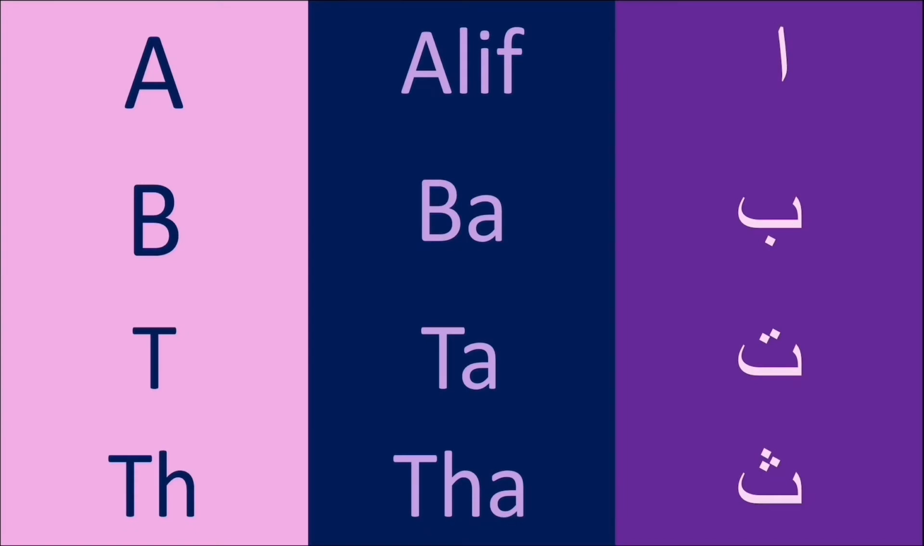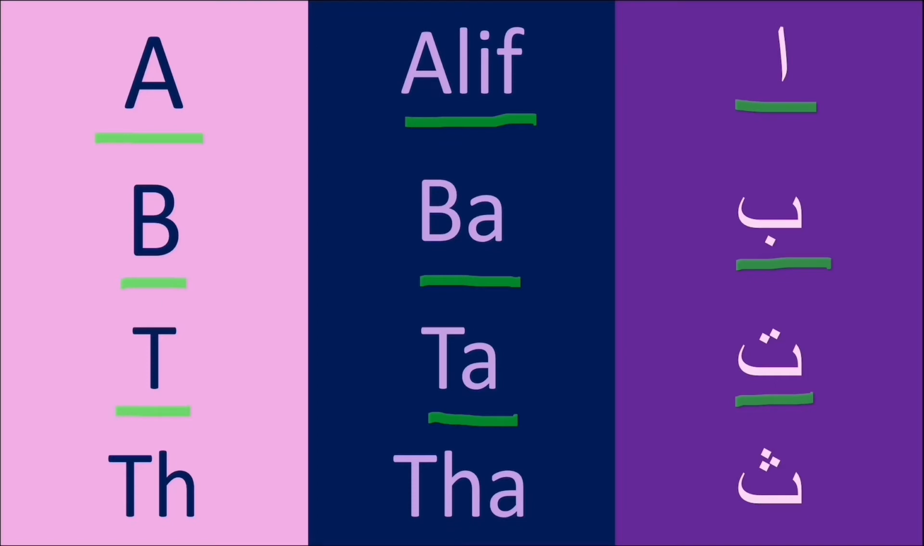The first letter is alif. How to read it? Alif. And it sounds like a in English. Next is ba. Ba. It sounds like b in English. Okay. Next is ta. Ta. It sounds like t in English.